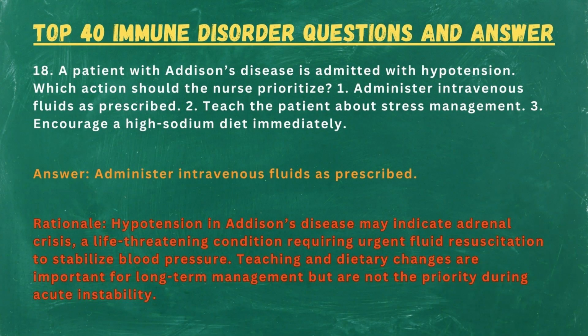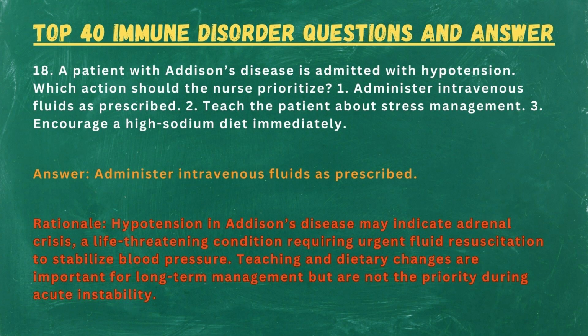18. A patient with Addison's disease is admitted with hypotension. Which action should the nurse prioritize? 1. Administer intravenous fluids as prescribed. 2. Teach the patient about stress management. 3. Encourage a high-sodium diet immediately. Answer. Administer intravenous fluids as prescribed.